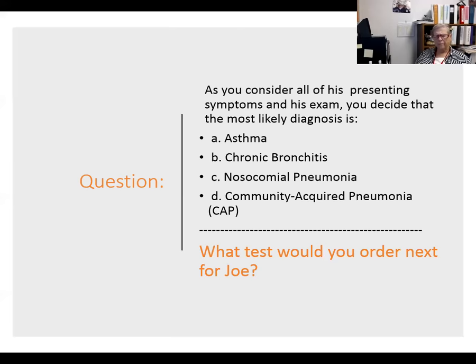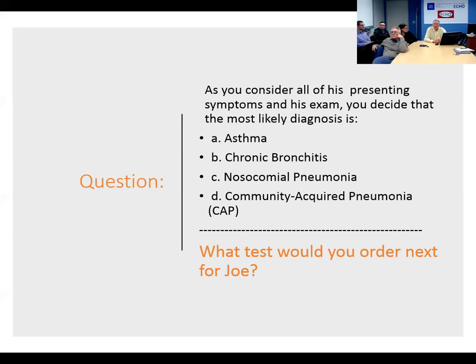Right. So I think that's a good call. The only thing is, with chronic bronchitis, you shouldn't have a fever. Usually they do not have fever. So most likely you're going to be looking at a community-acquired pneumonia. Obviously, asthma, again, should not have a fever associated with it. But acute exacerbation of chronic bronchitis or community-acquired pneumonia are very good. So what test would you order next for Joe?